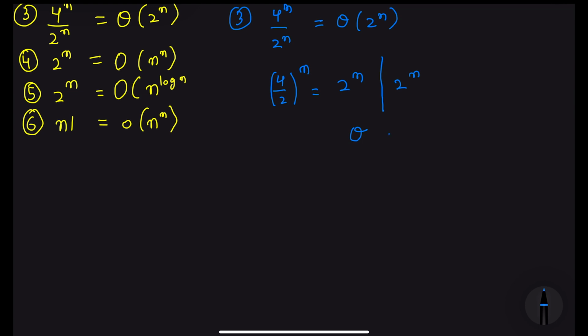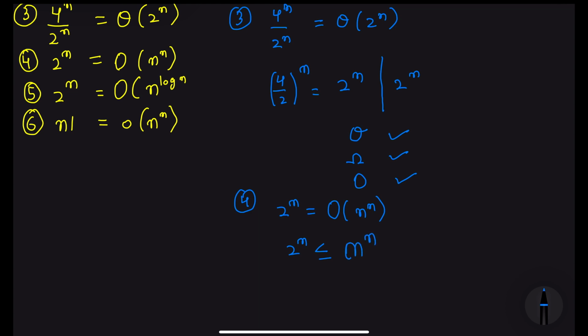So if it is theta, then we can say it is omega also, and it is big O also. Let's look at the fourth question. Fourth question is 2 raised to the power n is big O of n raised to the power n. So they want to say that 2 raised to the power n is smaller than or equal to n raised to the power n.